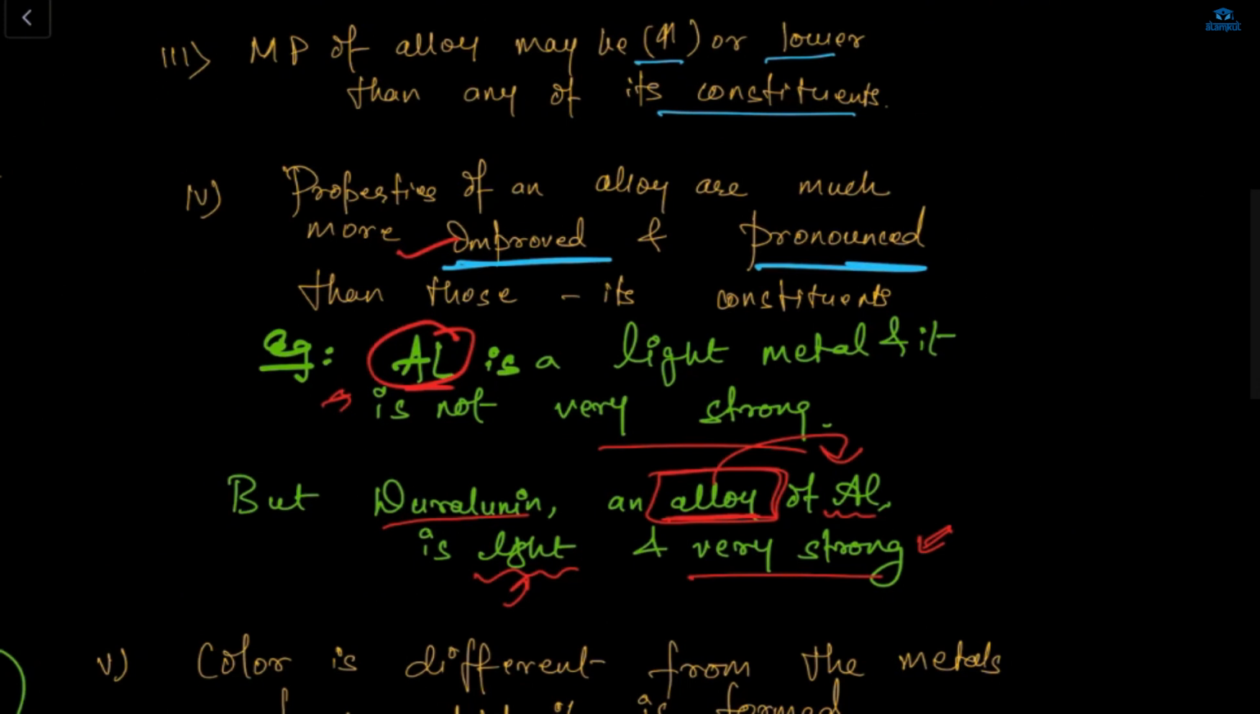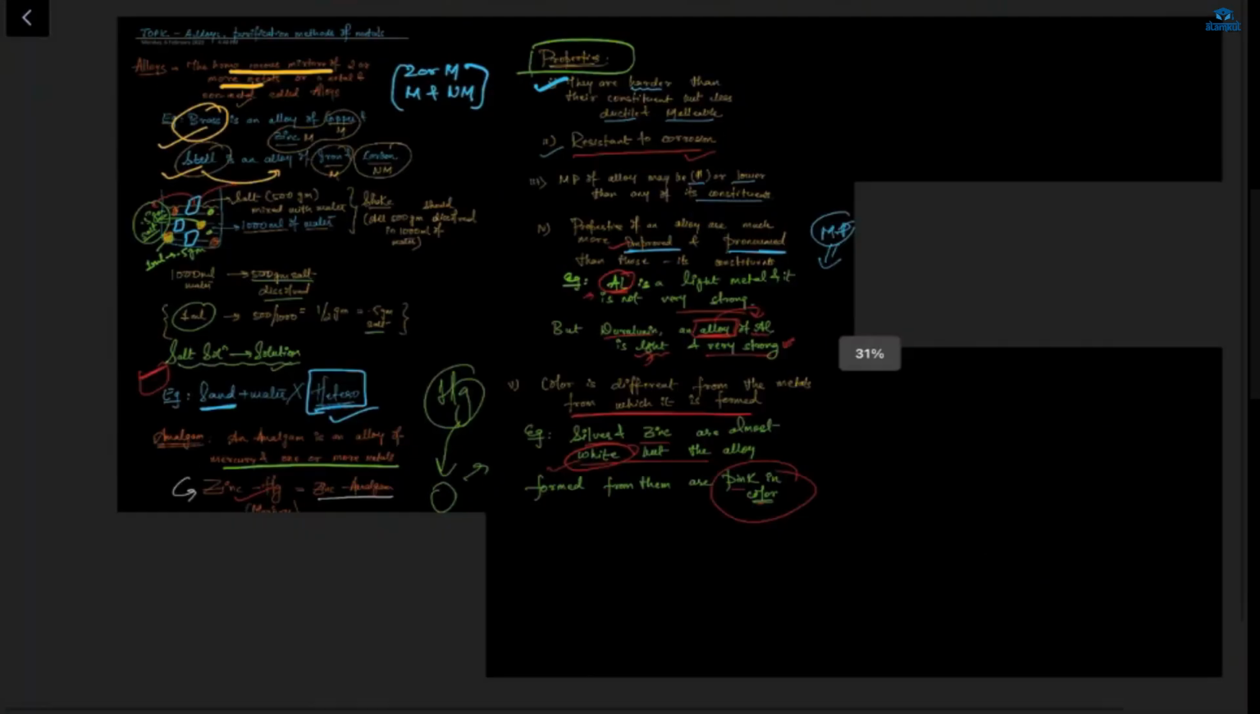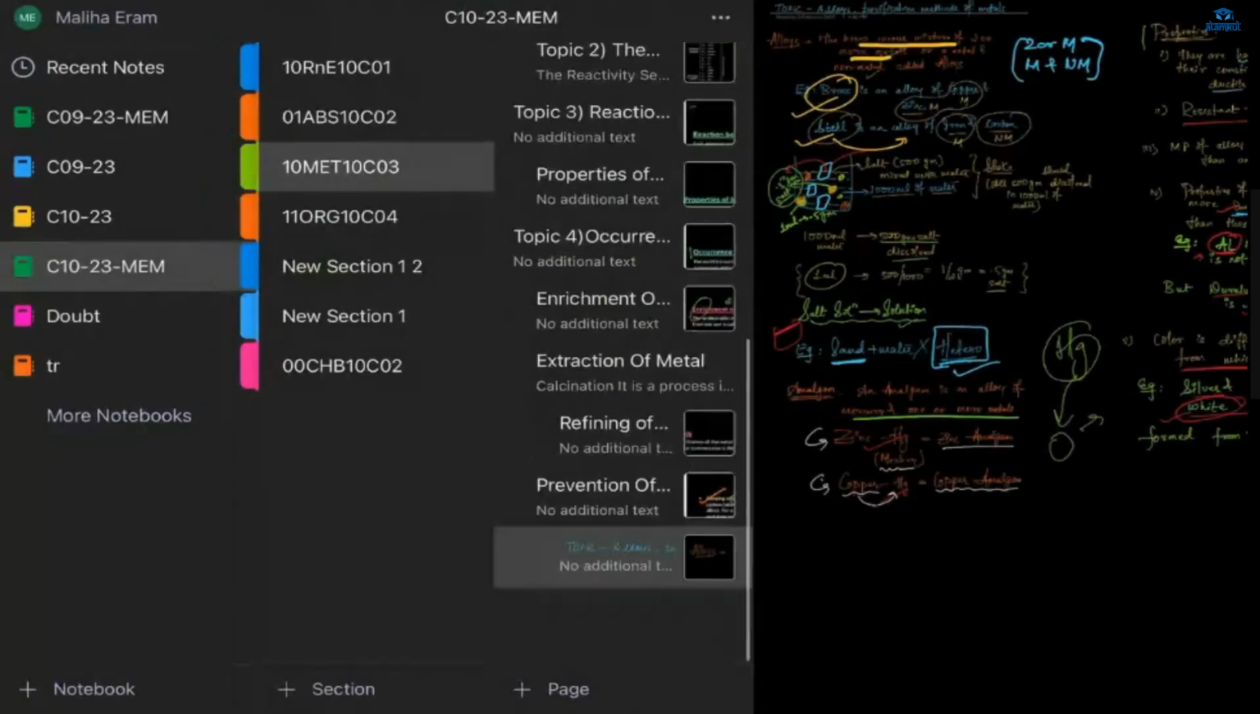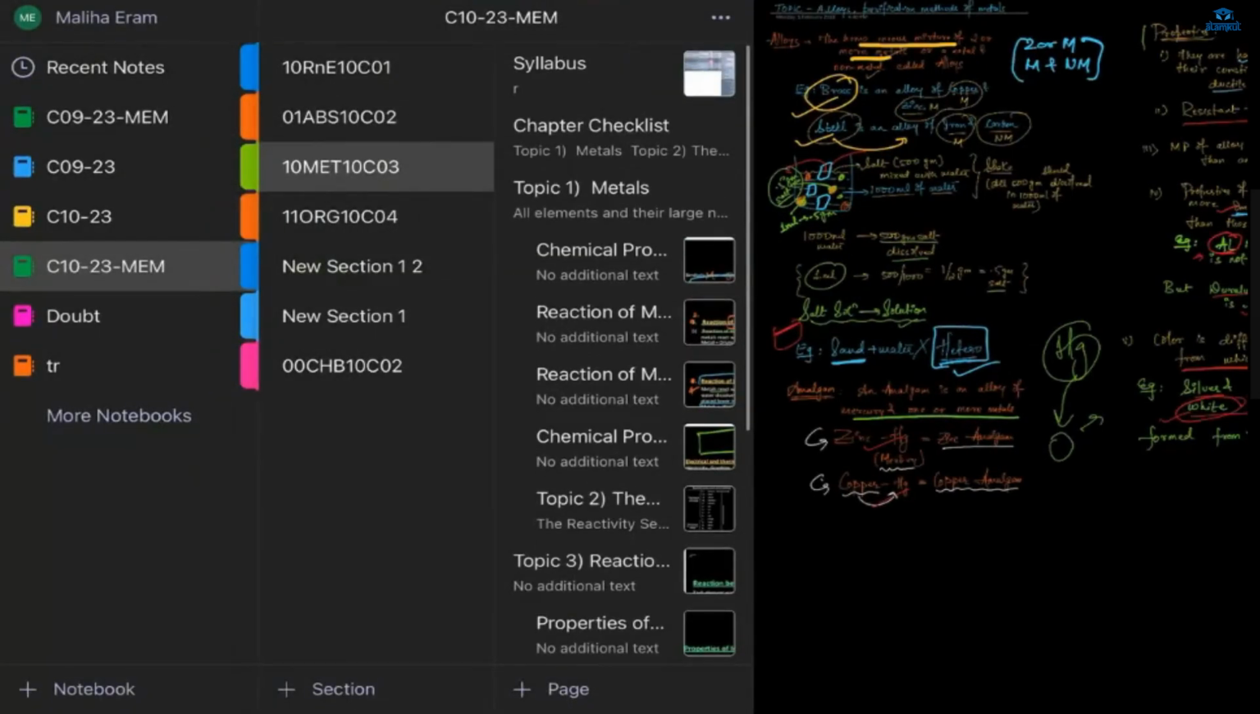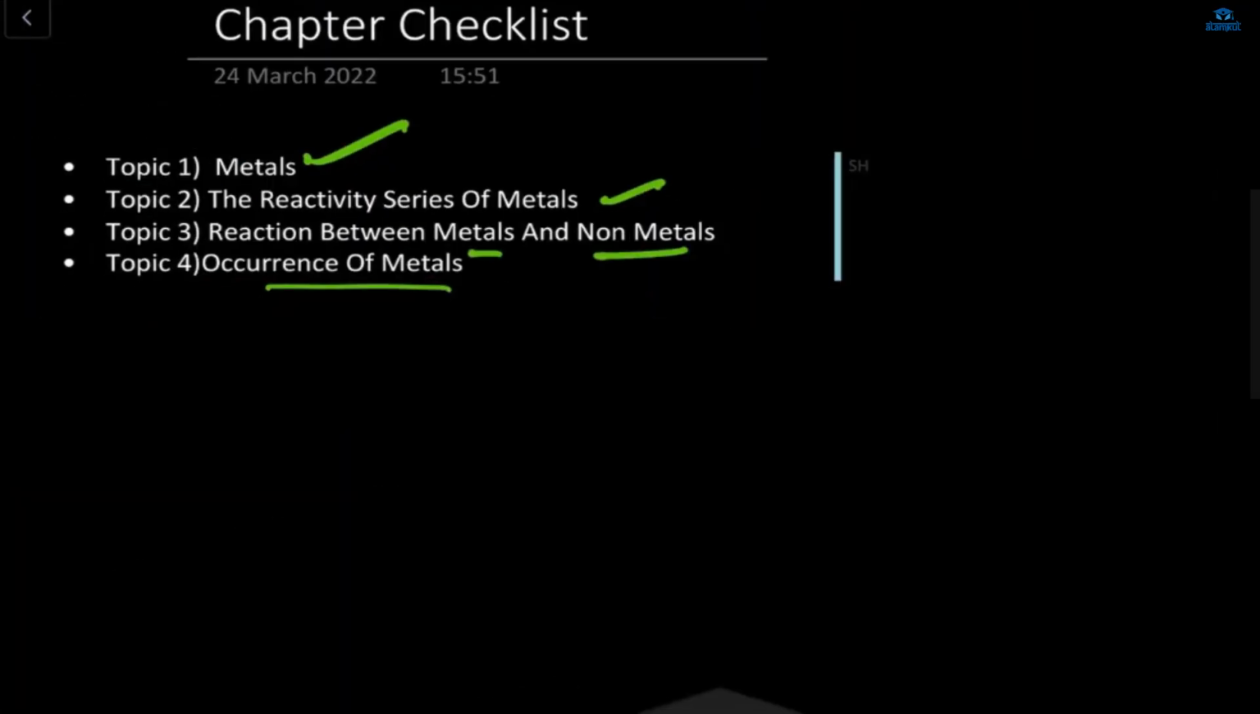That's why, for a mixture of metals, or metal and non-metal, the melting point will be less as compared to a single pure metal. ठीक है? So this chapter is completed. Here we discussed metals.